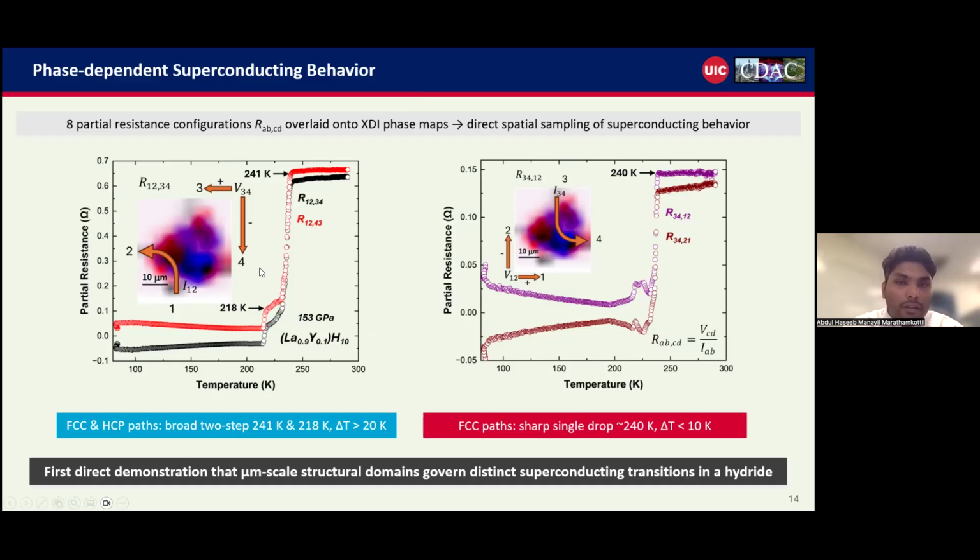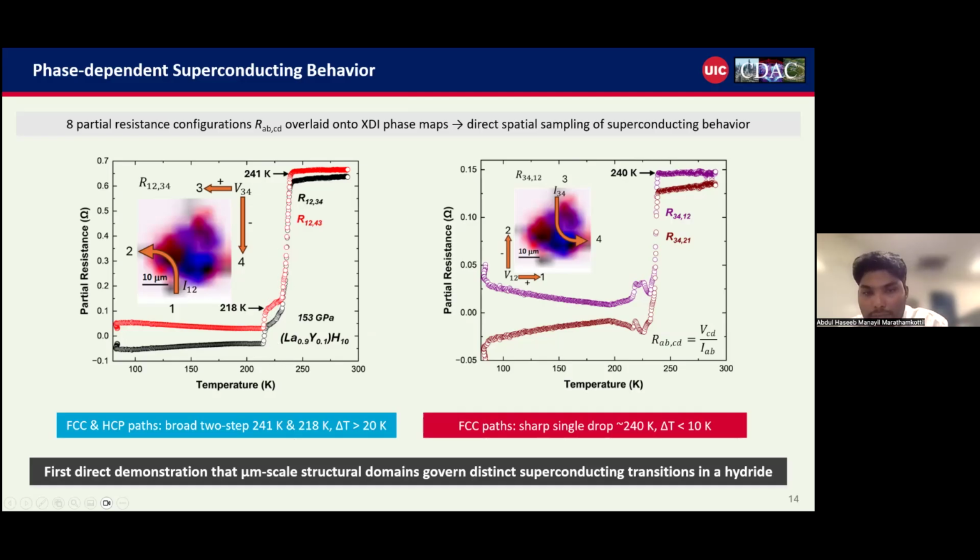Look at the panel on the left, R_1234. Current flows from electrodes 1 and 2, and the voltage is sensed across 3 and 4. The voltage path spans a mixed phase across both the red and blue regions. It is sampling mixed-phase territory, and the partial resistance reflects exactly that: a broad two-step transition with onsets around 241 Kelvin and 218 Kelvin, and a total width around 20 Kelvin. So you are seeing both phases contributing to the partial resistance simultaneously.